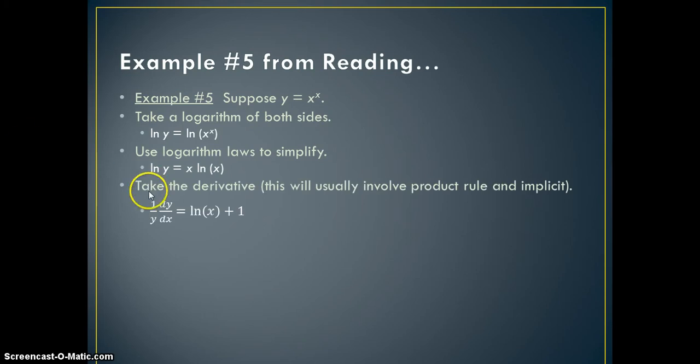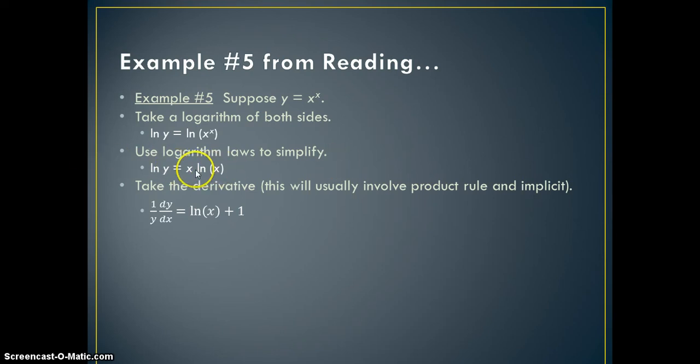Now we can go ahead and take the derivatives. This will usually involve some sort of a product rule or implicit functions. So the derivative of natural log of y, with respect to x, would be 1 over y times dy dx. Remember what we did when we did implicit functions.